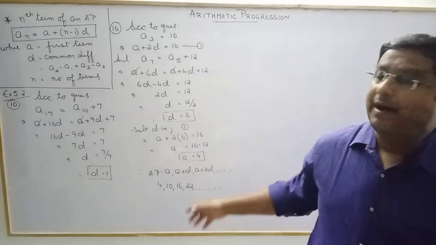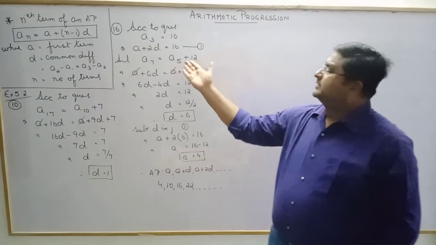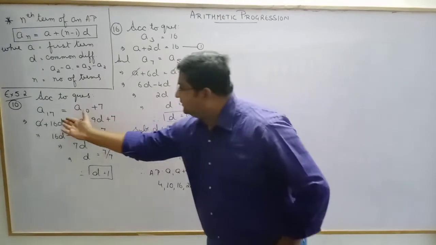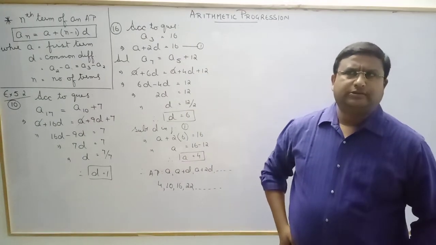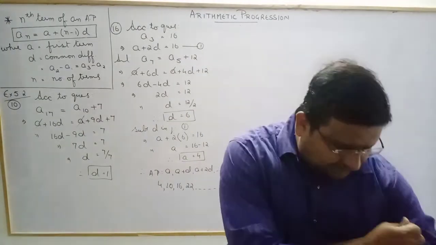He is telling us to apply the condition. The 7th term exceeds the 5th term by 12. The 17th term exceeds the 10th term by 7. Nothing else. Okay. Take a look at the rest of the questions.